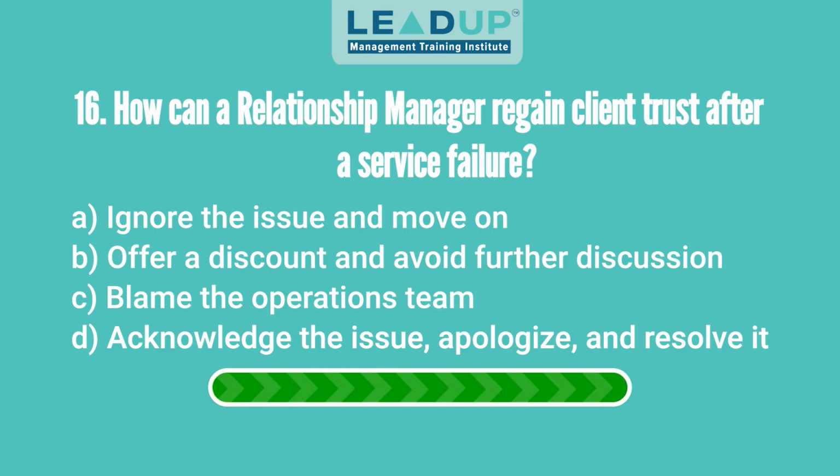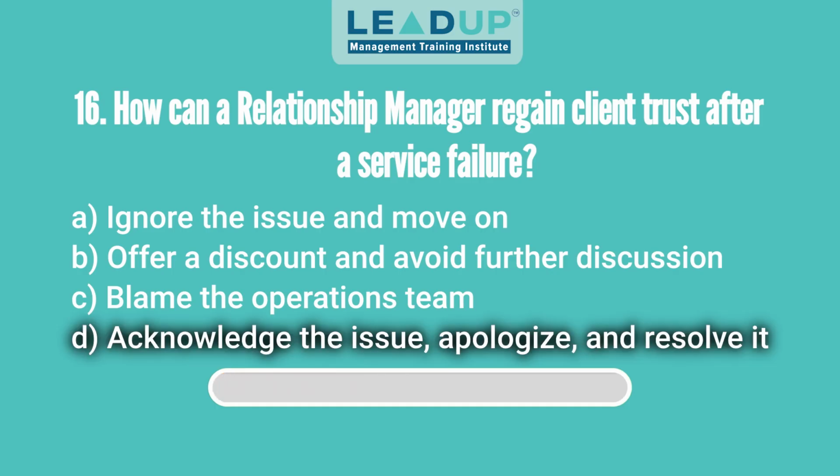Question 16. How can a relationship manager regain client trust after a service failure? A. Ignore the issue and move on. B. Offer a discount and avoid further discussion. C. Blame the operations team. And D. Acknowledge the issue, apologize, and resolve it. Answer: acknowledge the issue, apologize, and resolve it.